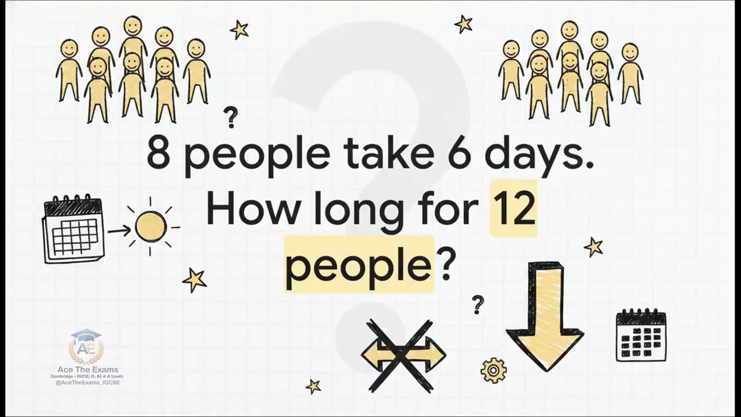Let's put this logic flip to the test with another word problem. If 8 people can pick apples in 6 days, how long will it take 12 people? Now, this is where we use an adapted PL framework for math. Point: identify that this is inverse proportion because more workers means less time. Evidence: we have 8 people and 6 days.